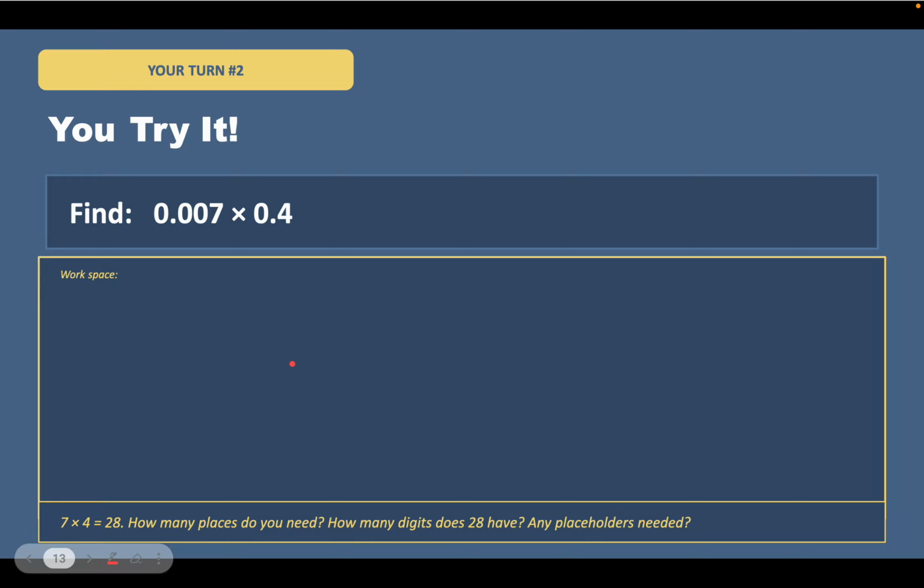All right, here's another one. Go ahead and figure this one out. Put your answer in the quiz below, and then we'll check your answer.